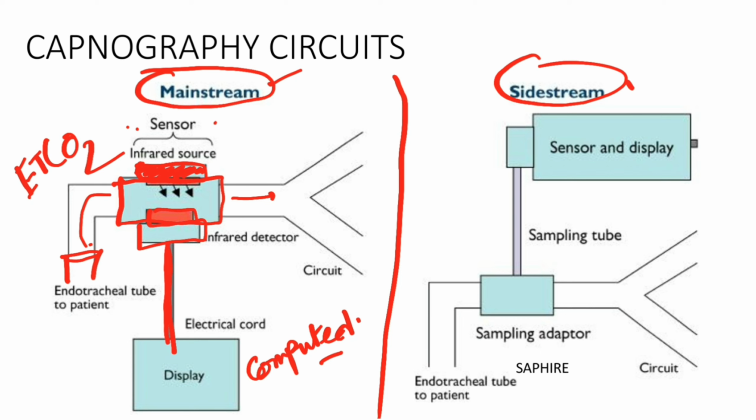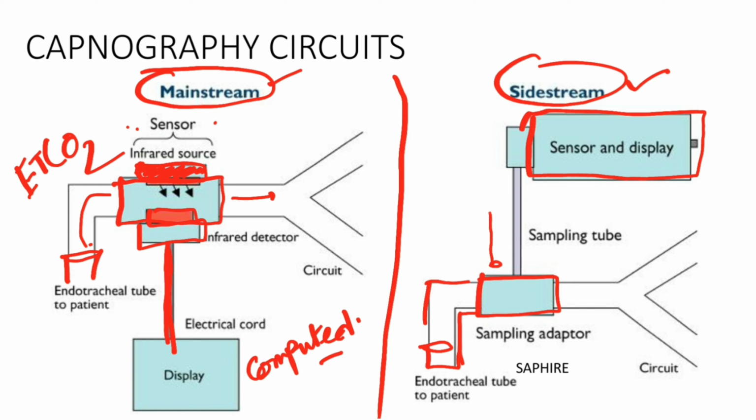Whereas in case of side stream circuits, you can see this is the endotracheal tube, and the sensor and display are totally different and away from the endotracheal tubing. There is only one sampling adapter, and we get a sampling tube through which the gas goes to the main sensor and display. So this is the side stream circuit, where the main sensor is away from the main circuit.